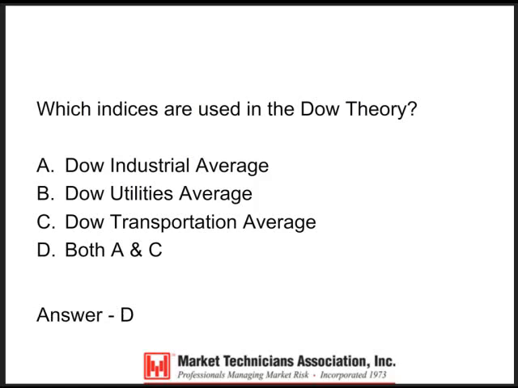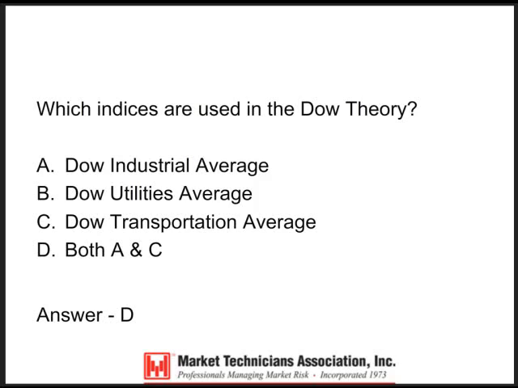Yeah, this one was practically a giveaway. You know that two averages are used in Dow theory, and the only answer that has the two averages is D, A, and C, the industrial and transportation average. Utility average is certainly a very good average, but not used in Dow theory.